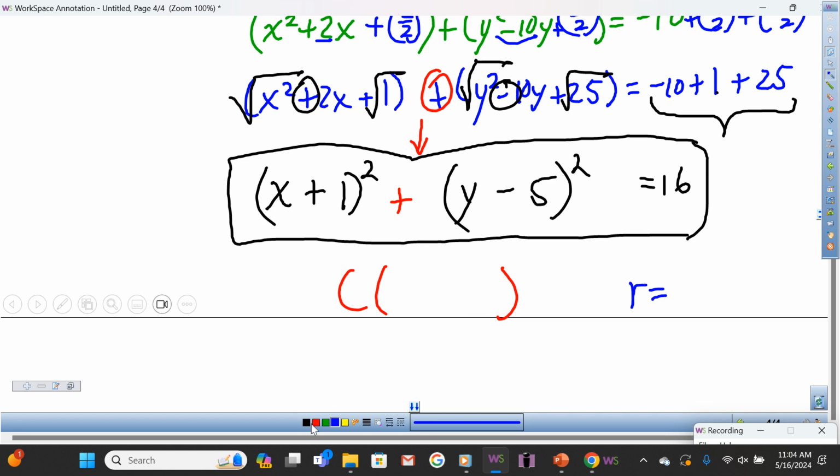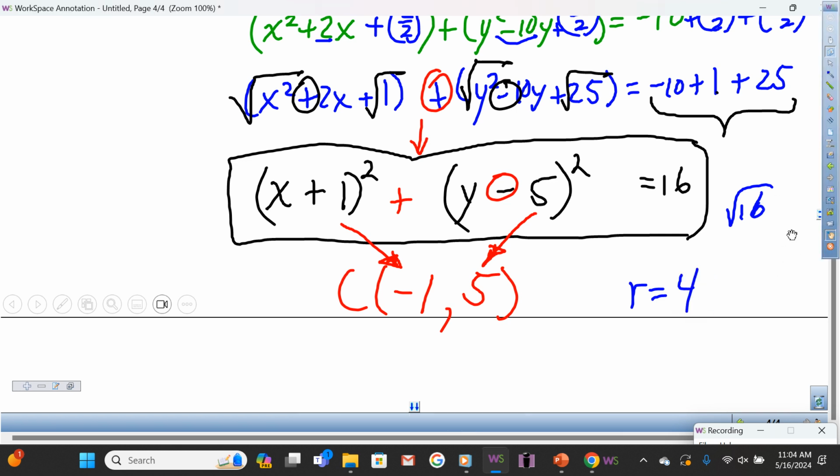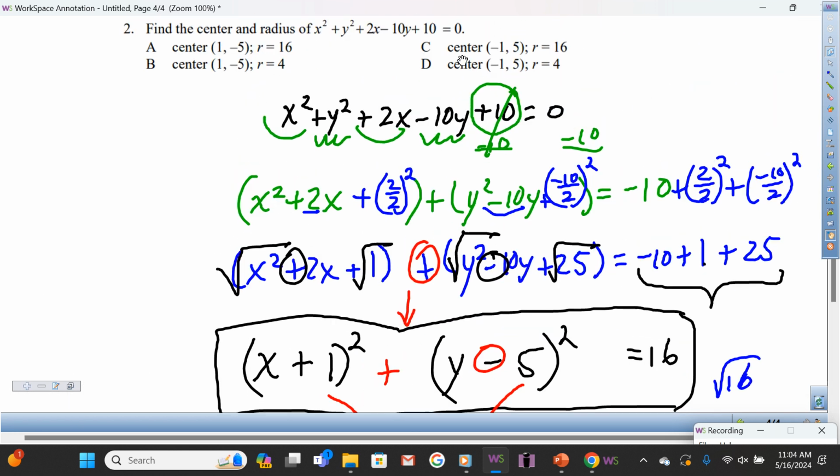So, look up. H, we know it's this one. As long as this is the negative, you just use the number. There it is. However, this one is not a negative. Tell your neighbor what to write for this one. Yeah, -1. That is correct. And for the radius, everyone, what do we do to the 16? Square root of 16, which is 4. So, center -1, 5, radius 4. Which one is the answer? -1, 5, and 4. Answer is D. Letter D.